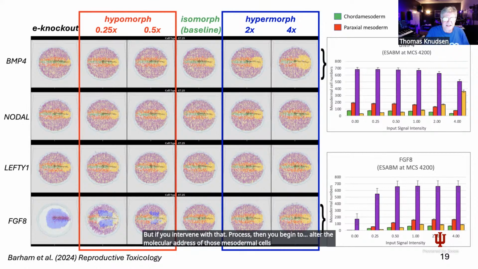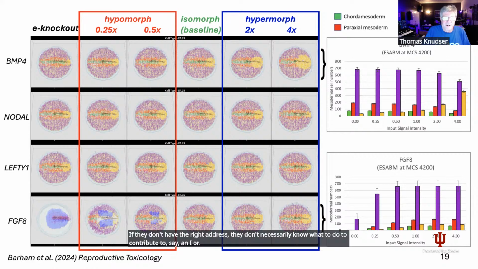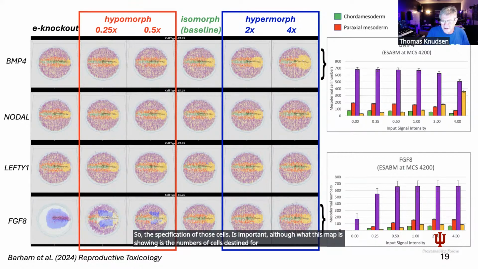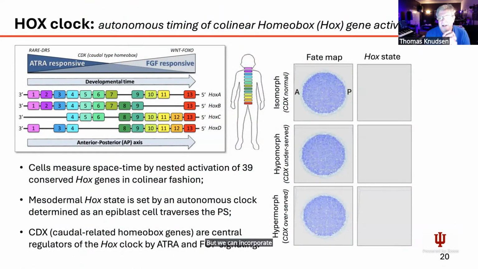So when they get to their position in the embryo, if they don't have the right address, they don't necessarily know what to do to contribute to, say, an eye or a heart or a blood cell or a limb mesenchyme or a palate. So the specification of those cells is important, although what this map is showing is the numbers of cells destined for each region. But we can incorporate that homeobox code into these models.